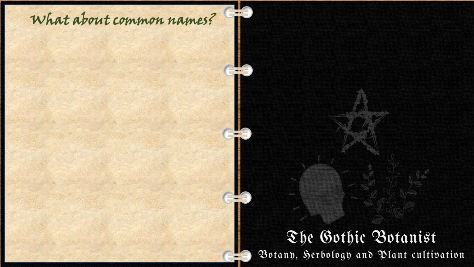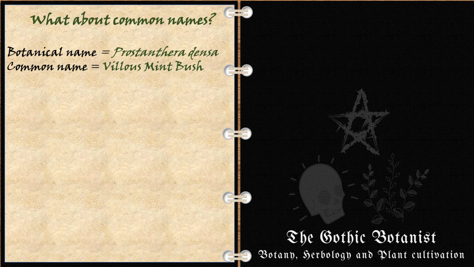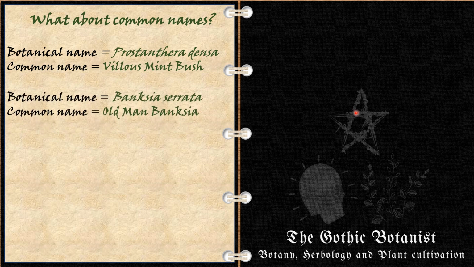Pretty much getting to the end now. People say, well, what about common names? Can I just use those? And here's some examples here. Botanic, the same plants I showed. Prosanthera densa, its common name is Abilis mint bush. Banksia serrata, its common name is old man Banksia. They're fine. If you want to stick to common names, that's not a problem.